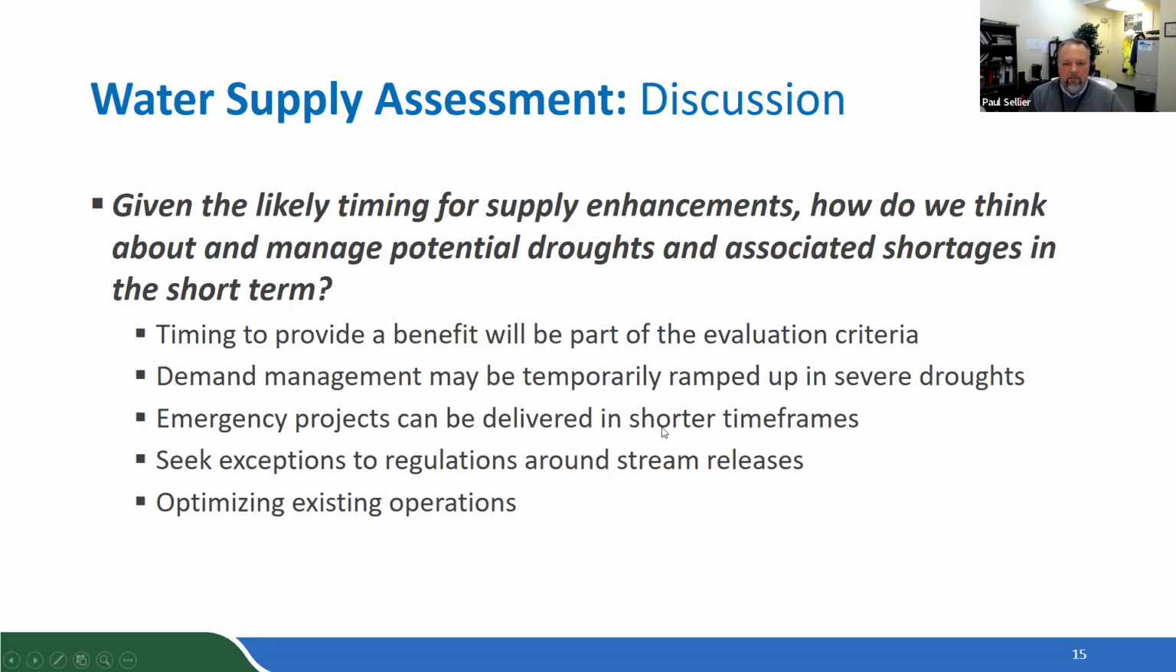Emergency projects, we've obviously had some experience in getting those going. And then we also sought exceptions to regulatory processes, particularly around stream releases. And then we optimize our operations, right? Taking as much as we can from Castania, taking winter water when it's available, and maximizing Phoenix when possible. Those were just some thoughts that we jotted down, and happy to hear if you have anything else you think we may have missed on this one.